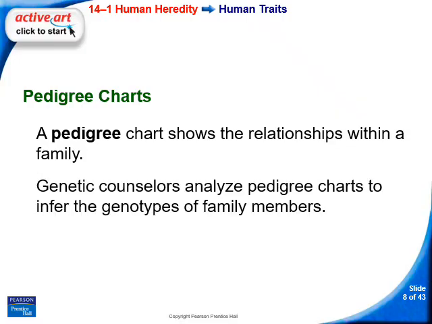Genetic counselors analyze pedigree charts to infer the genotypes of family members and how these genotypes transfer to the next generation, or how it was transferred to the next generation. Because pedigree charts are results of transfer that has already happened. You're going backwards, you're not going forward. But then by looking at the pedigree charts, you can actually determine what the future may hold in terms of transferring the traits in the future.